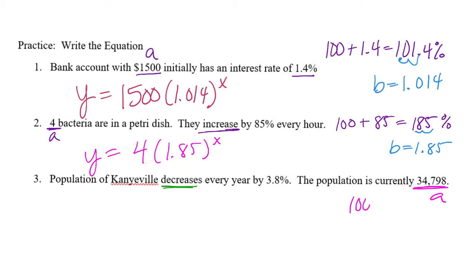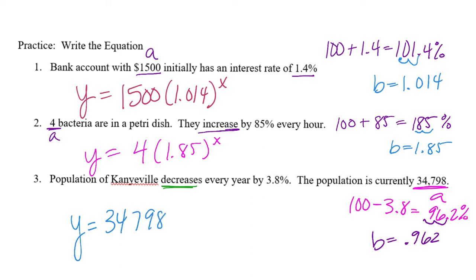So we are going to do decreases. So we're going to have 100% minus 3.8, which is 96.2%. But yet again, we can't plug a percent in, so we need to change it to a decimal. So B is going to be 0.962, and our A is that 34,798. So we have y equals 34,798 times 0.962 to the power of x. Hopefully you figured that out. If not, hopefully you see your mistake and this helped you figure it out.